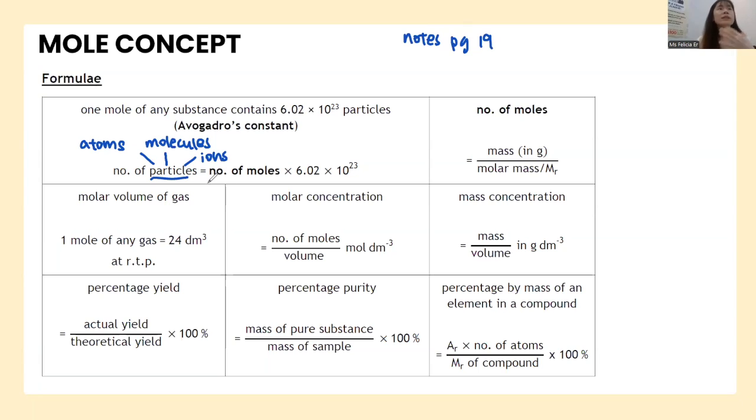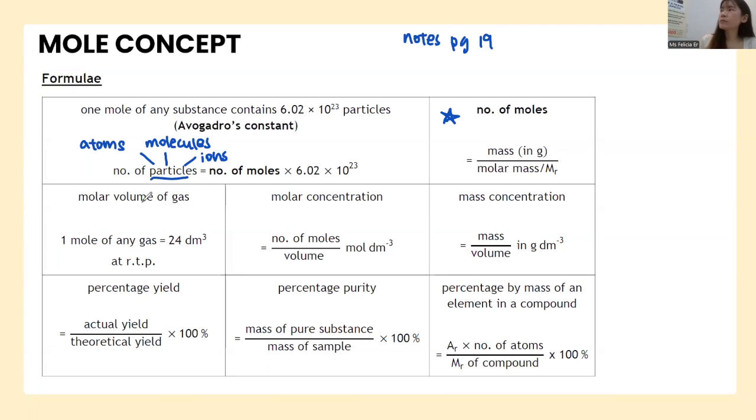Yep, so you have to read the question to see what it is. Later, I'll go through more examples with you on how to calculate using the Avogadro's constant. Next, this is our favorite formula, right? Which is the number of moles is mass over Mr, or molar mass.